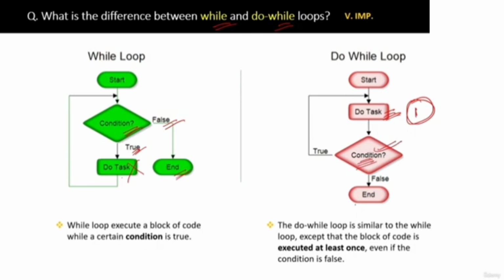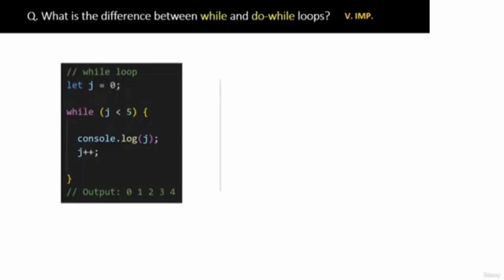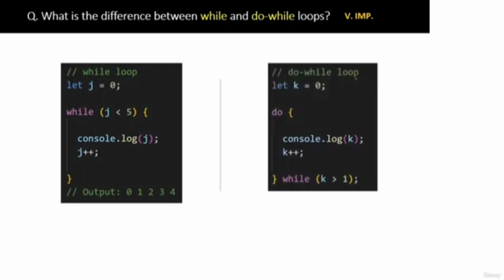Let's see the code. Here is the code for the while loop we already know. And here is the do while loop code. Here the initial value of k is equal to 0. But our condition k is greater than 1, which means the condition is false. If it is a while loop, it will not execute inside the code. But do while will definitely execute the code inside this do block the first time, even if the condition is false. So here in the do block, this console log will be executed, and the value of k, which was 0, will be logged like this.